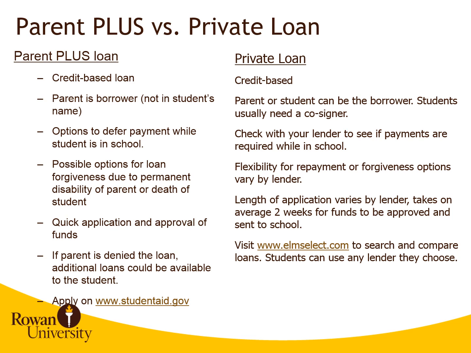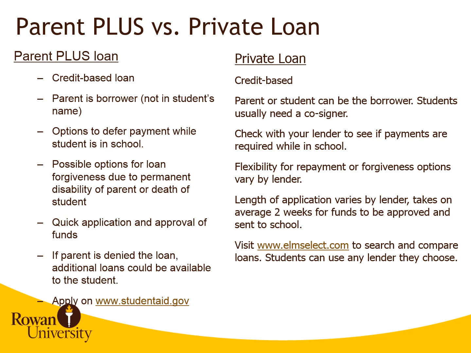One last thing is that if a parent is denied a Parent Plus loan, there could be additional funding available to the student. If you recall earlier, we talked about that $5,500 that is offered to most incoming first-year students. If a parent applies for a Plus loan and is denied the loan, the student would then be offered $9,500 in student loans instead. So that's an increase of $4,000 per year for the student that the student could consider accepting.